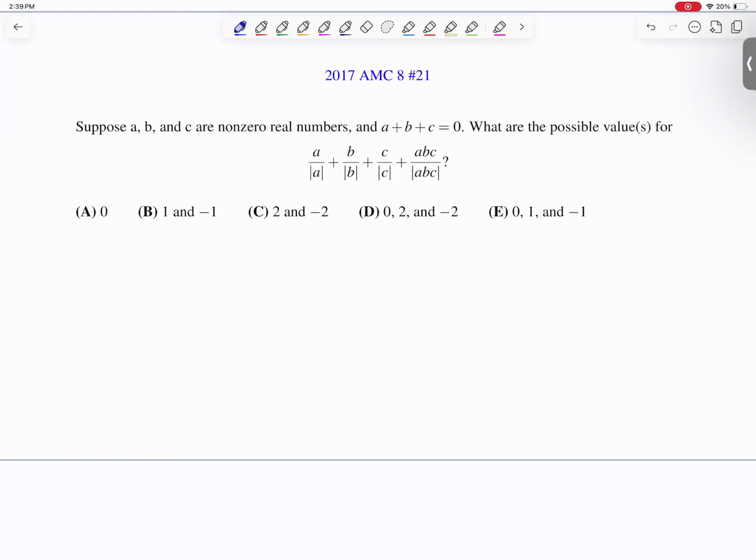Let's start with this question by answering: x divided by absolute value of x is equal to what? These are non-zero real numbers, so x is either positive or negative. If x is positive, then the absolute value of x is just x, so x divided by x equals 1. Example, 5 over absolute value of 5 equals 1.